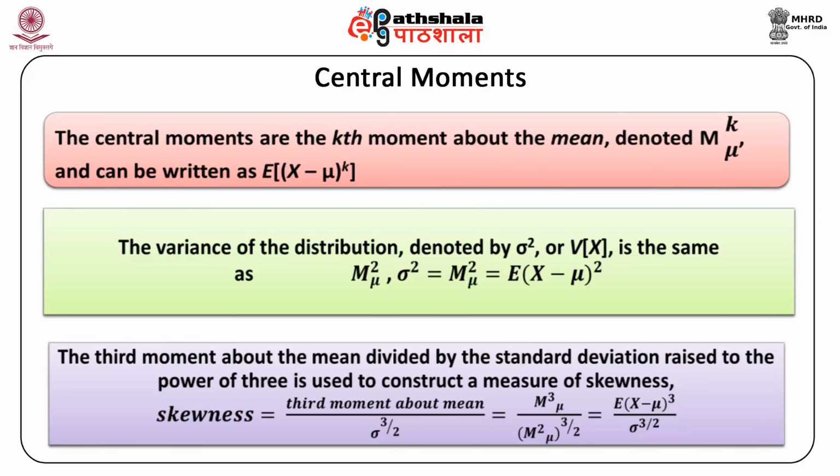The third moment about the mean divided by the standard deviation raised to the power of 3 is used to construct a measure of skewness. Skewness is equal to the third moment about the mean divided by sigma raised to the power of 3, which is equal to mu_3 divided by mu_2 raised to the power of 3/2, which is equal to E[(X - mu)^3] divided by sigma^3. Skewness describes whether the probability mass is more to the left or to the right of the mean, which is the symmetry, compared to a normal distribution. If the distribution is symmetric, then skewness is 0.